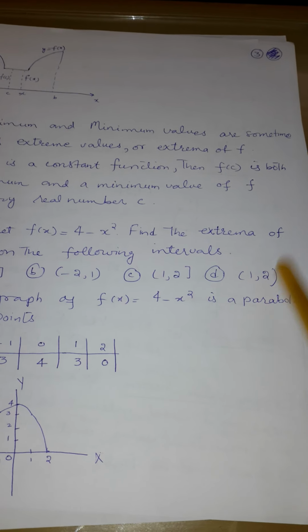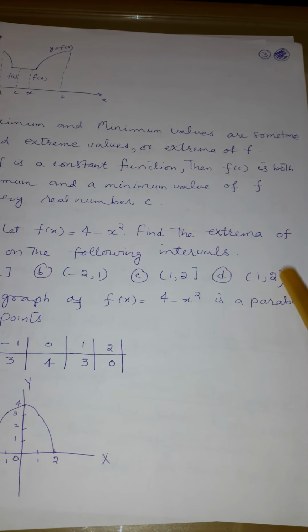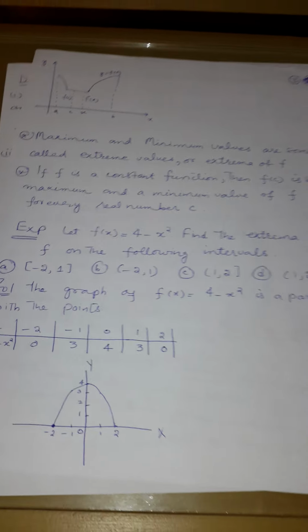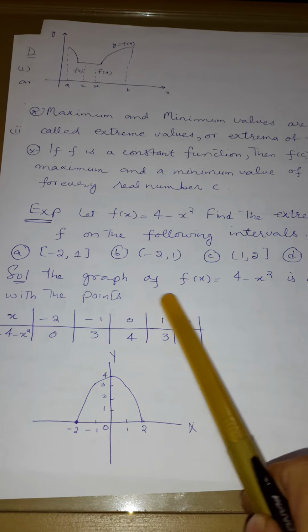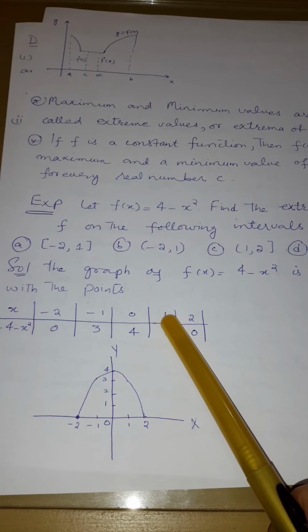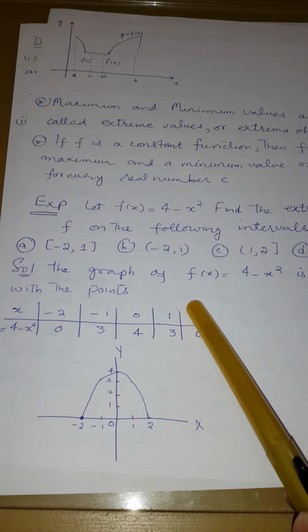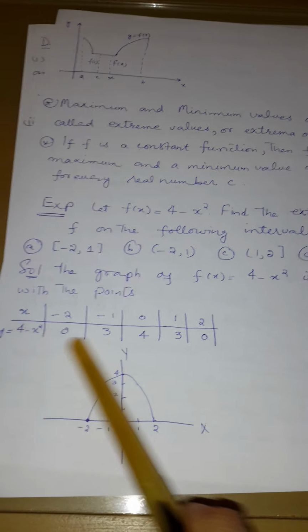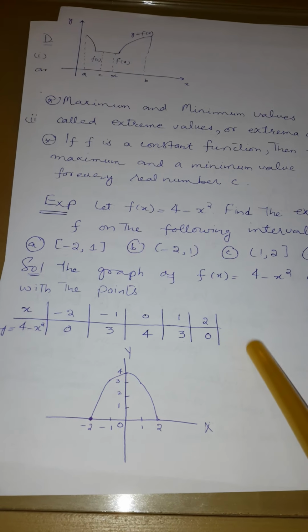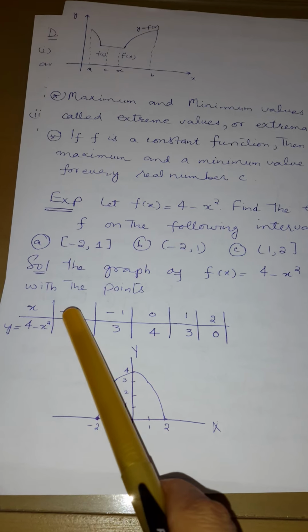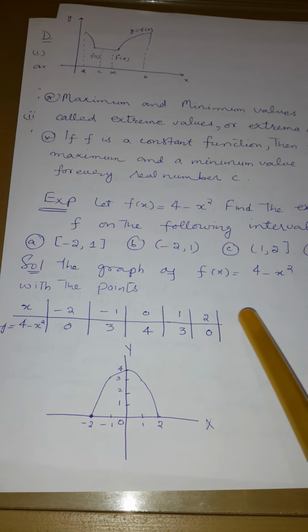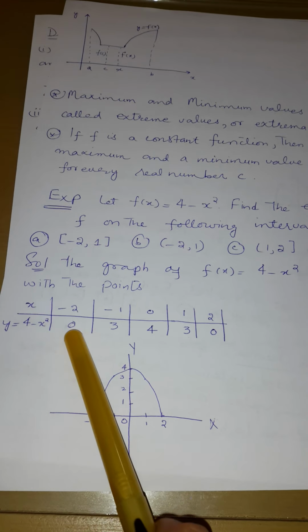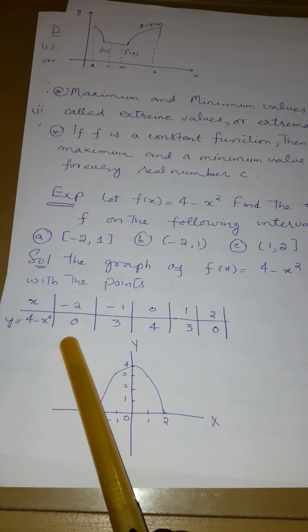And the D part is the open interval 1 and 2. The first step of the question is that we have to draw the graph of the function. For the graph of the function, we will have a table of values. We will define this table from -2 to 2. It will attain 0 at point -2.